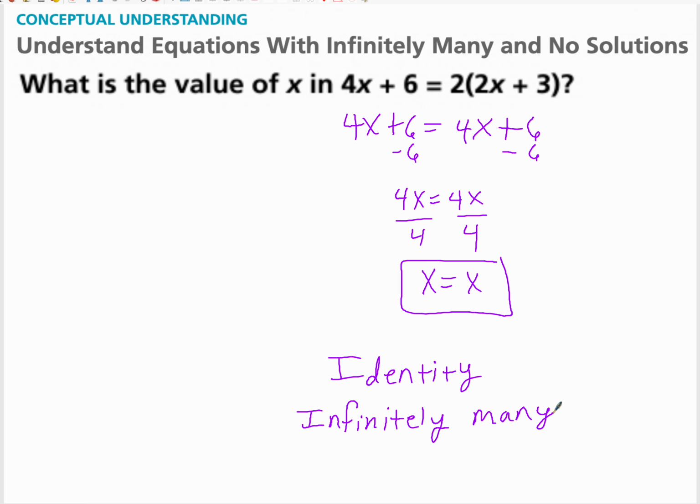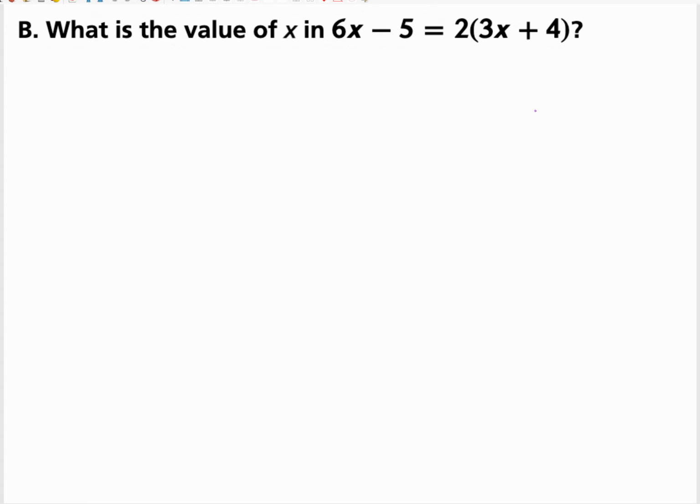All right, and we can recognize it at this step here. When I have the same variable term and the same constant term on both sides of the equation, then I recognize that it's an identity, that it is infinitely many solutions. All right, let's try another one.